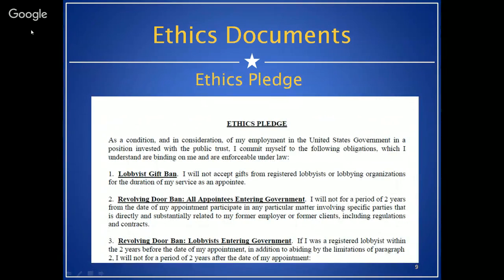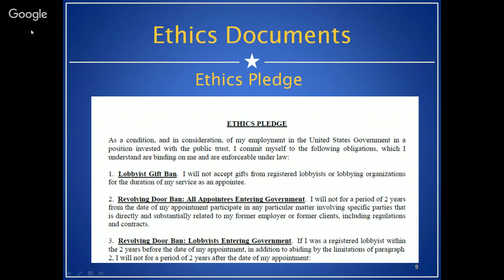So let's now talk about the ethics pledge. I'm not going to talk about this very long, except to say that the ethics pledge applies to full-time political appointees who are appointed by the president. This comes from Obama's executive order that he signed on his first day of office, Executive Order 13490. And among other things, it extends limitations on the ability of pledge signers to receive gifts from lobbyists.